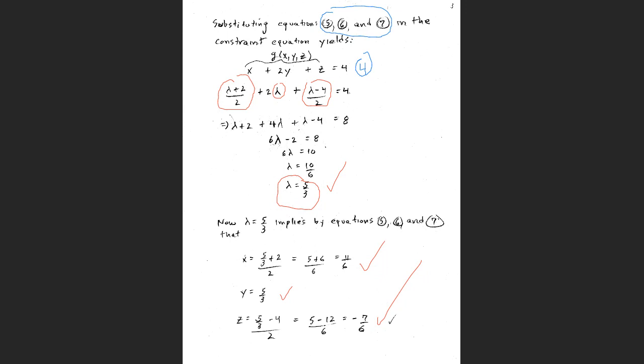All right, and so absolutely fascinating. So now we know the coordinate. The coordinate is 11/6, 5/3, and negative 7/6. Okay, that's the coordinate, and you know WebAssign wants exact answers unless you're told to approximate.